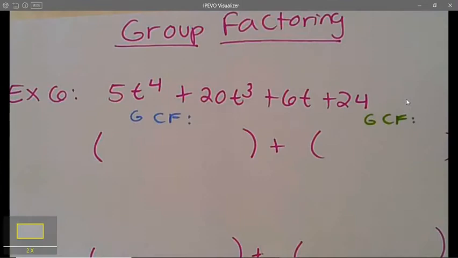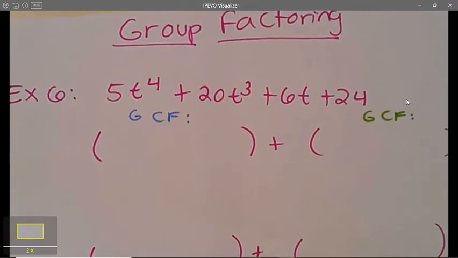be using group factoring, which kind of combines what I taught you with GCF factoring a little bit. So if you can find the GCF, you're going to be awesome at group factoring. Okay, let's begin example 6.